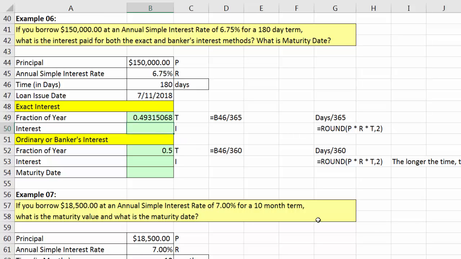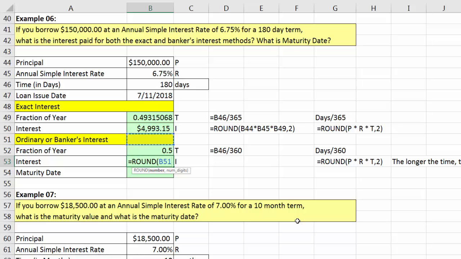Now let's make our interest calculations and confirm that, in fact, there is more interest using the banker's method. I'm going to take principal times the full annual rate for the whole year times the fraction of a year, comma 2, close parentheses. Now when I hit Enter, 4,993.15.